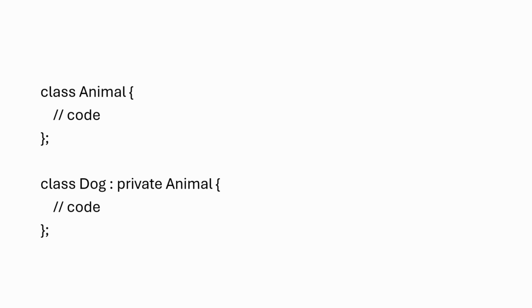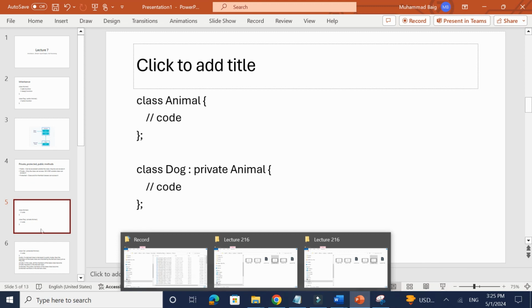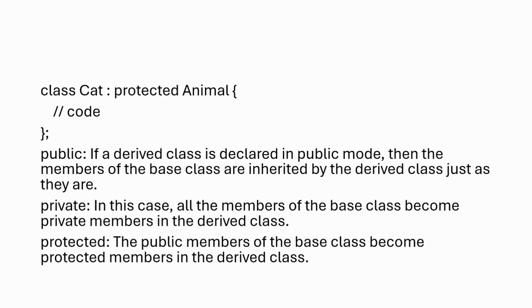You can also have a type of inheritance. Class animal, and then when you derive from animal, private animal. Let me talk through some of these. You can also have it protected. So you can have public inheritance, protected inheritance, and private.